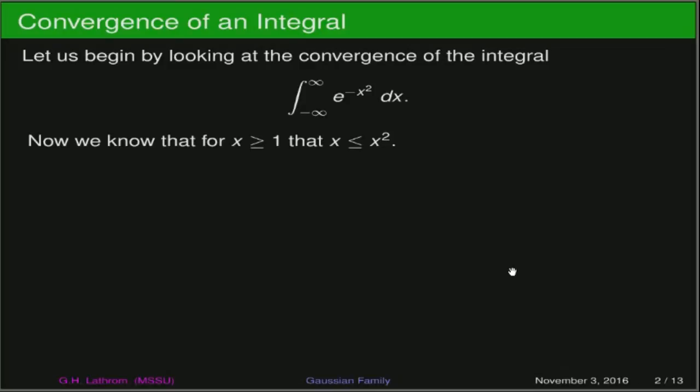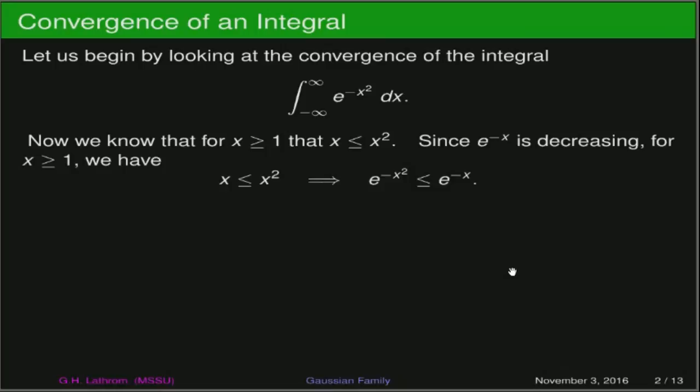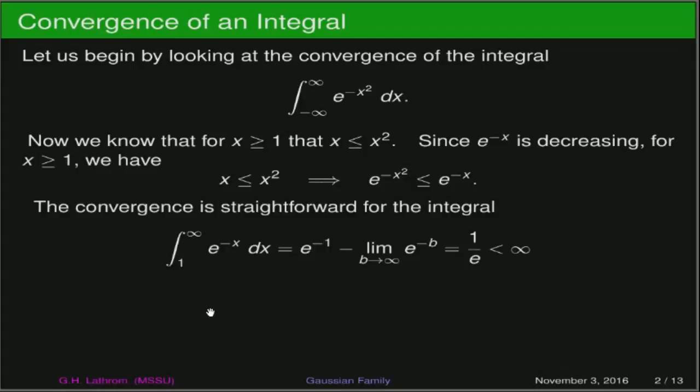Now e to the negative x, as we're familiar with, is a decreasing function, and so as long as x is greater than or equal to 1, then x less than or equal to x squared implies that e to the negative x squared is going to be less than or equal to e to the negative x. So what we have then is the convergence of the integral from 1 to infinity of e to the negative x dx, which we can evaluate.